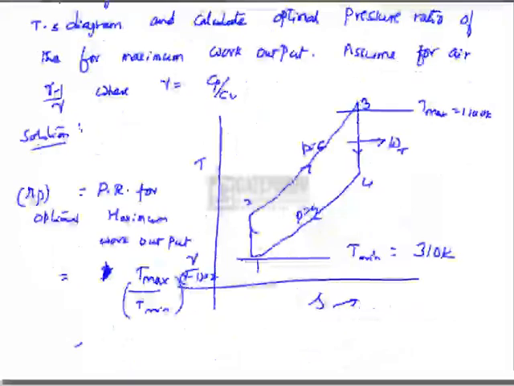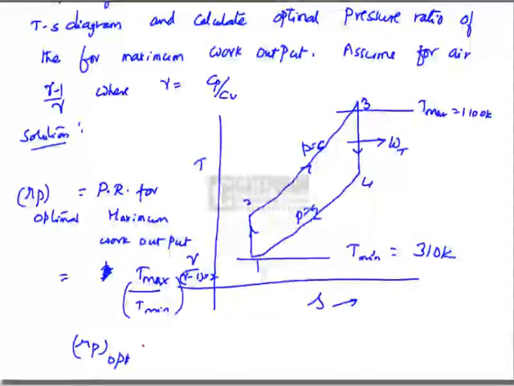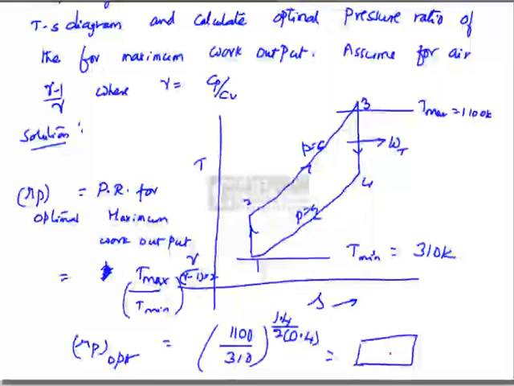Therefore, RP opt, that is the pressure ratio required for maximum work output, is (1100 divided by 310) to the power of 1.4 divided by 2 into 0.4. This is the answer for our optimum pressure ratio.